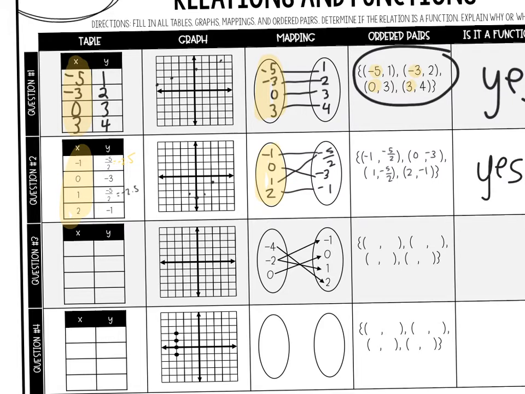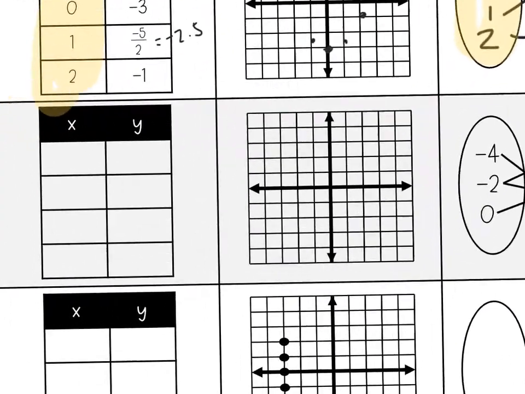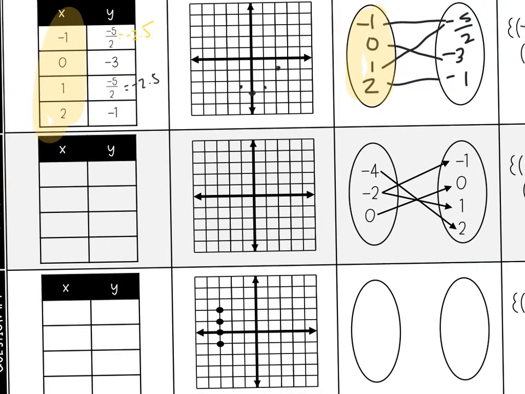Okay, now let's do the next one, because the next one I can tell has a repeat, and let's show you why. So see my numbers here? I'm going to start with my mapping. I have -4, which goes to 2, so -4 and 2. And then I have -2, which goes to -1, and -2 also goes to 1, and 0 goes to 0.